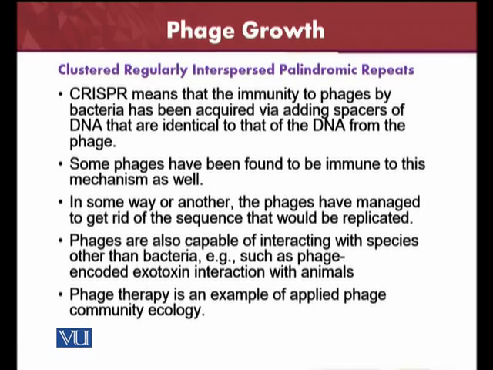Phage therapy is also an example of applied phage community ecology, because in community ecology it is very normal that we can use the phage to kill the bacteria. Most of the time bacteria are not harmful, but the harmful bacteria are always present in the community, and if we use the bacteriophages in the community to kill those bacteria that cause infection, it's very common, and it can be very useful.